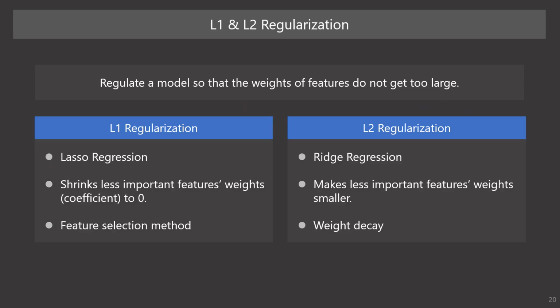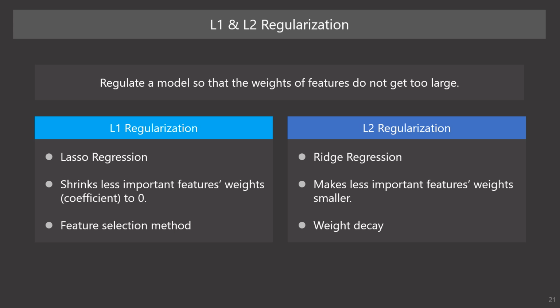The popular regularization methods used in a regression model are L1 regularization and L2 regularization. We can use them not only for deep learning models, but also for traditional regression models. Detailed mathematical explanation is beyond the scope of this course, but let me tell you that both methods regulate the model so that the weights of features do not get too large.